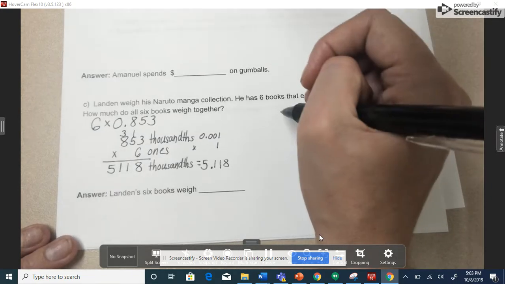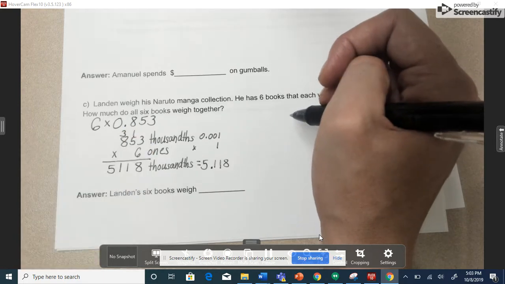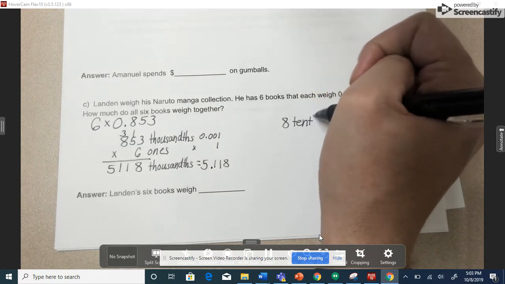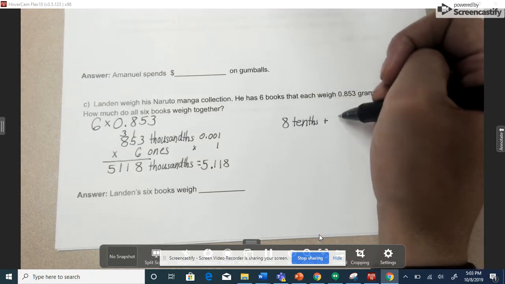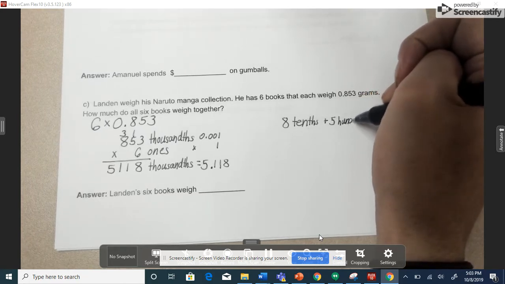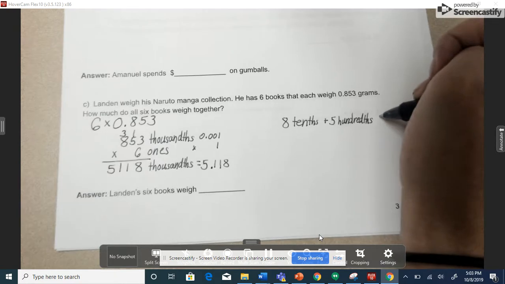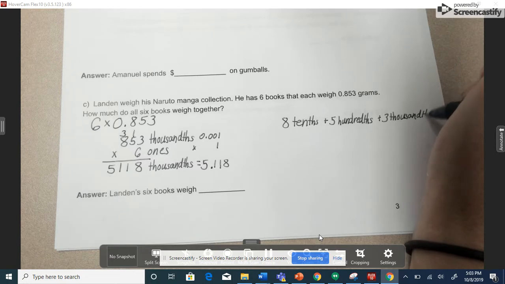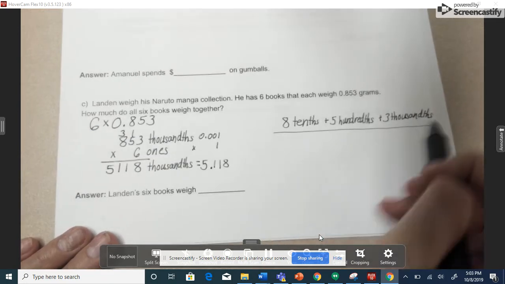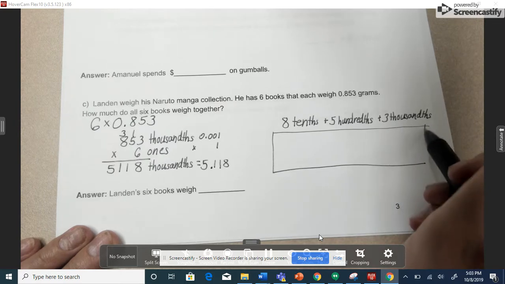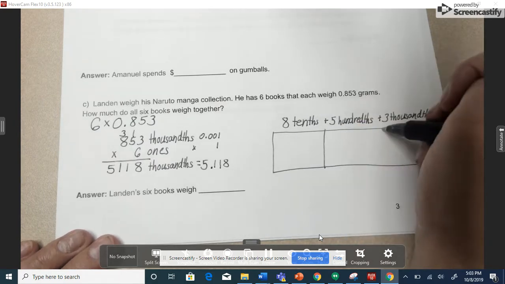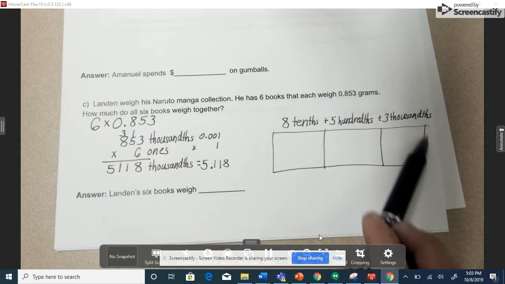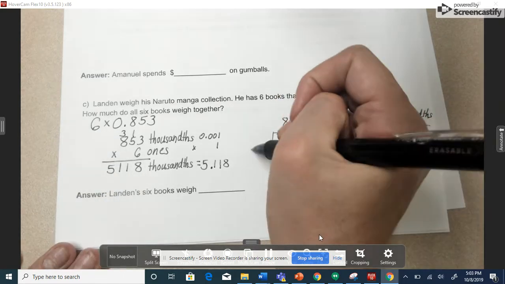So let's see, we're going to write 853 thousandths in expanded form. 8 tenths plus 5 hundredths plus 3 thousandths. I'm going to draw my rectangle. Wherever there's an addition sign, I'm going to break it up. I'm combining the area of each of these squares to make one big rectangle. And now I'm multiplying this by 6 ones.